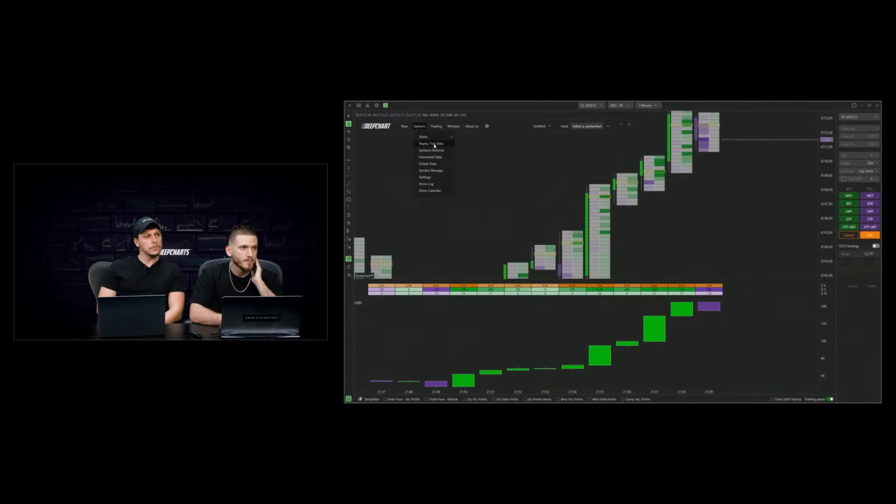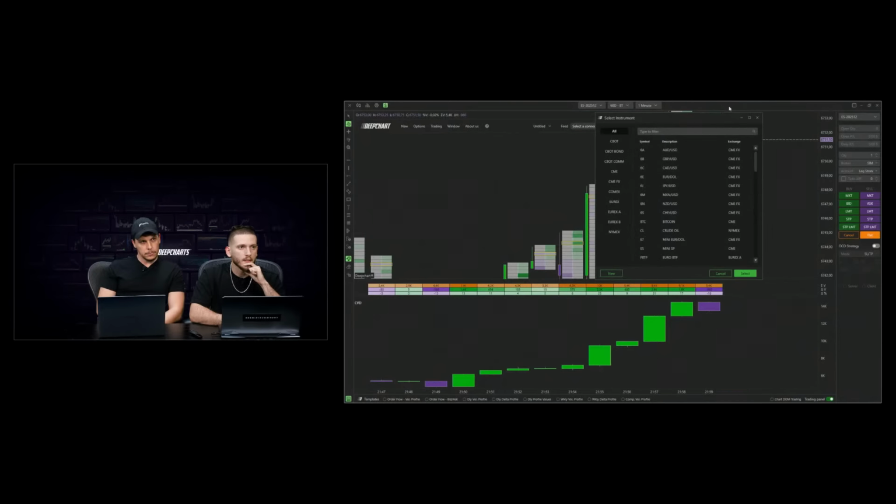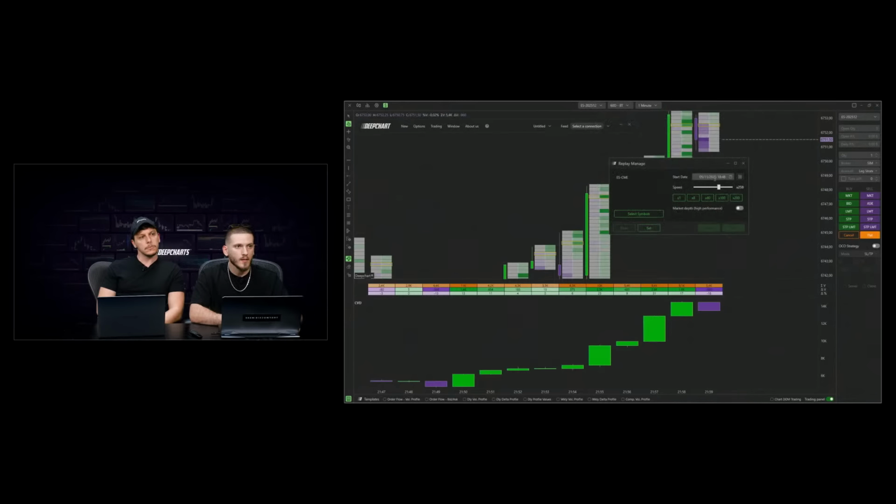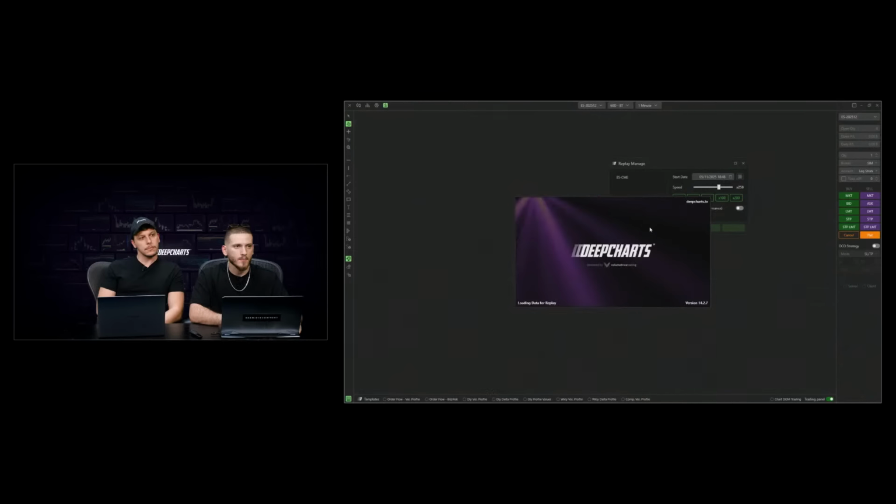Let's see if we can replay. And I can show you the deep replay. Let's, for example, go here and move back to, this date is OK. We select the symbol, right? The ES. It's already selected. And we simply click on Set. It's going to load our data.